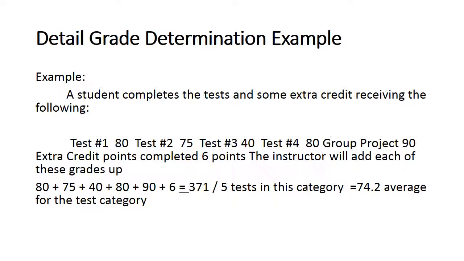So let's look at an example of how I determine your final grade. I don't use a point system. Everything you do, every single assignment is 100%. So what I do is I take all of the assignments in a category. So let's say you have your tests. Test 1, 2, 3, 4, your group project, which is considered like your 5th test, and any extra credit points. So I add up everything in that category. 371. How many assignments were in that category? 5. 4 tests and the group project. So your average for the test category is 74.2. So I average the assignments in a category.